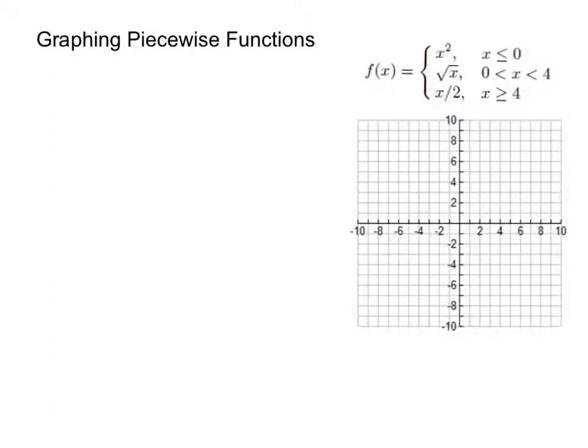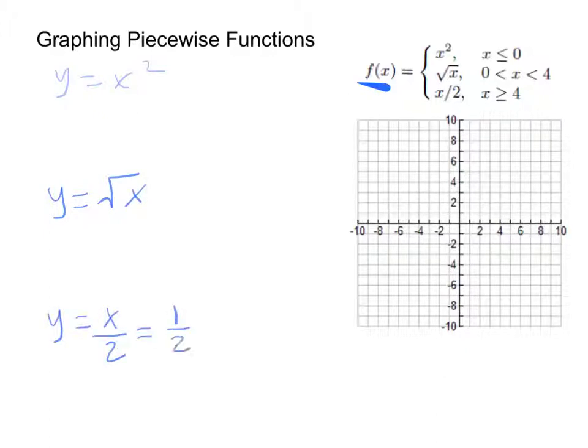This video is about graphing piecewise functions. We're going to take our piecewise function f of x that has three different pieces. We've got the graph y equals x squared, the graph y equals square root of x, and the graph y equals x over 2, which is really the same as 1/2 x, if you want to think of that as a linear equation.